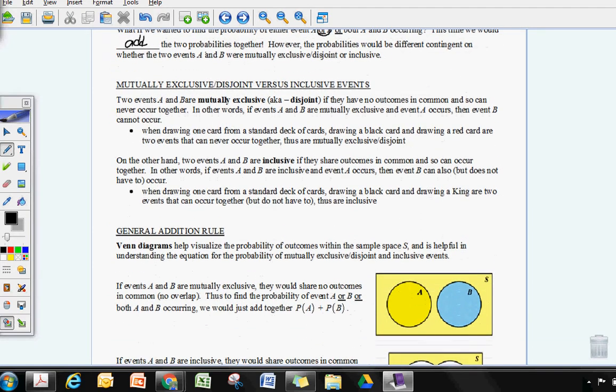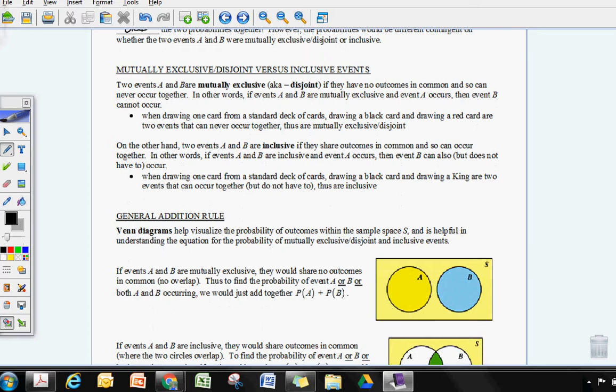So now, taking a look at some terminology, there are things that are called mutually exclusive events, and basically they don't affect each other. One does not affect the other. And then there are some inclusive events where one would change the other one's outcome.